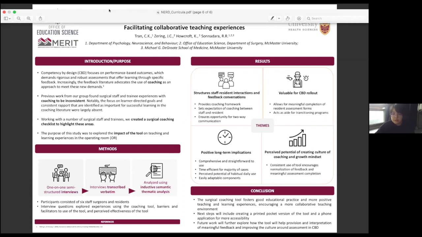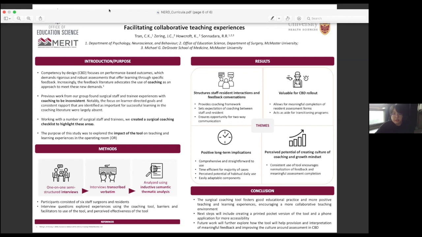We achieved this through an iterative process of interviews, refinements, and feedback from the staff and residents at McMaster, and combined this data with coaching techniques, as well as 2 surgery-appropriate coaching models from the broader literature. And rather than being a very strict checklist that has to be completed every time, the objective of this tool was to provide a framework and act as a guide. So the purpose of this study was to explore the impact of this tool on teaching and learning experiences within the operating room, or the OR.